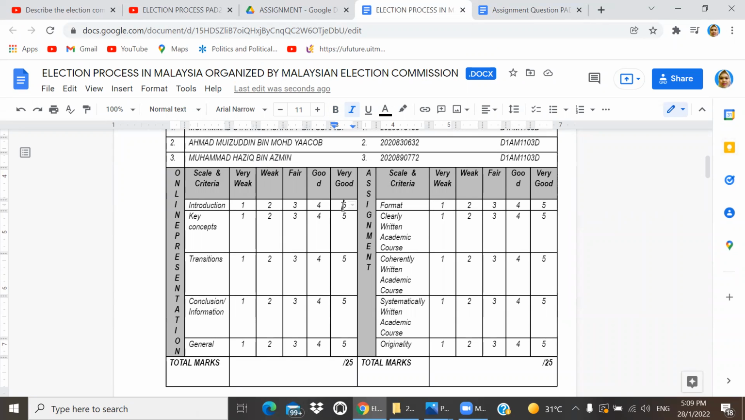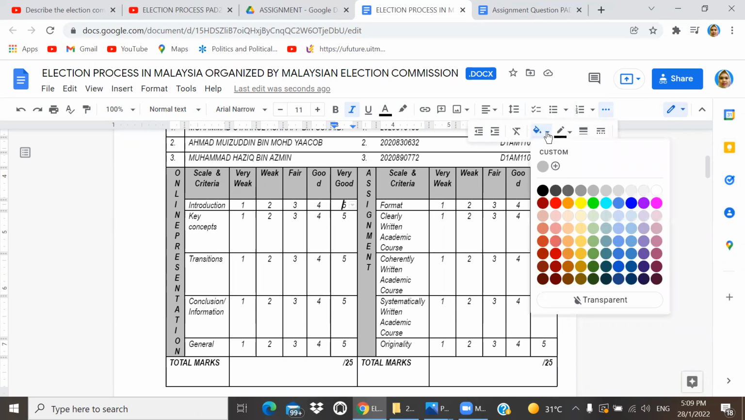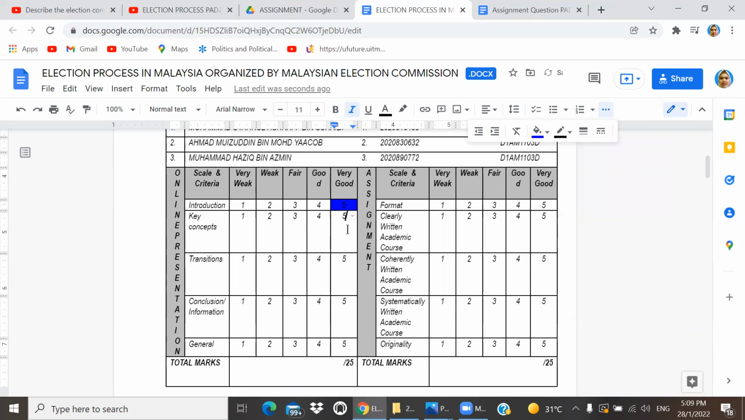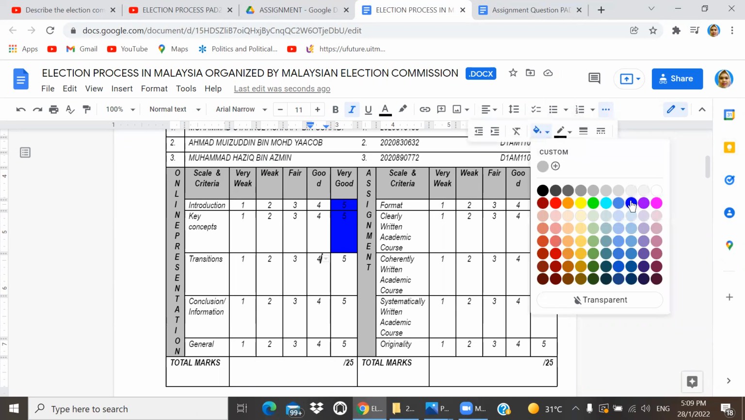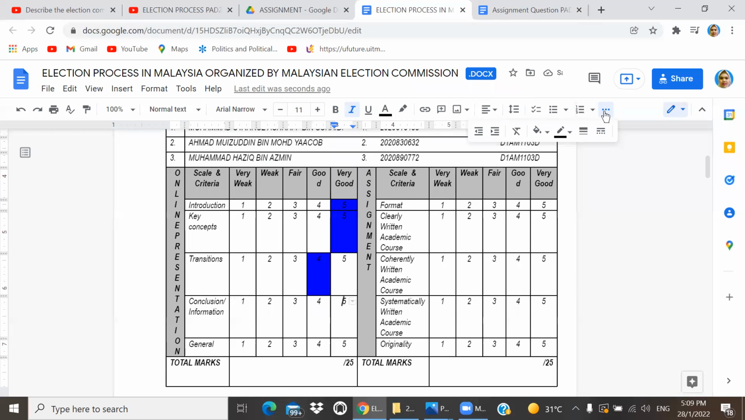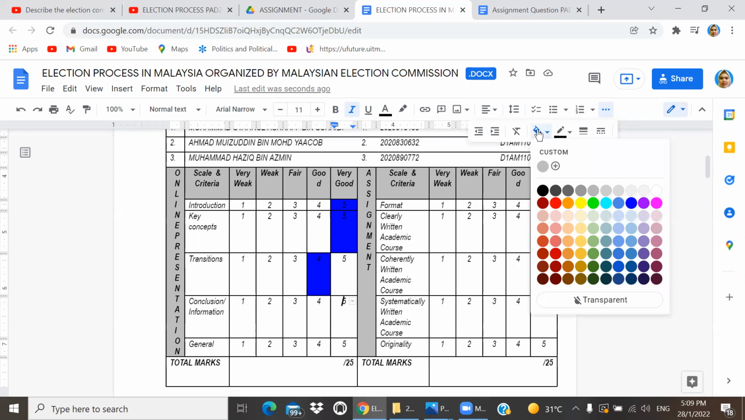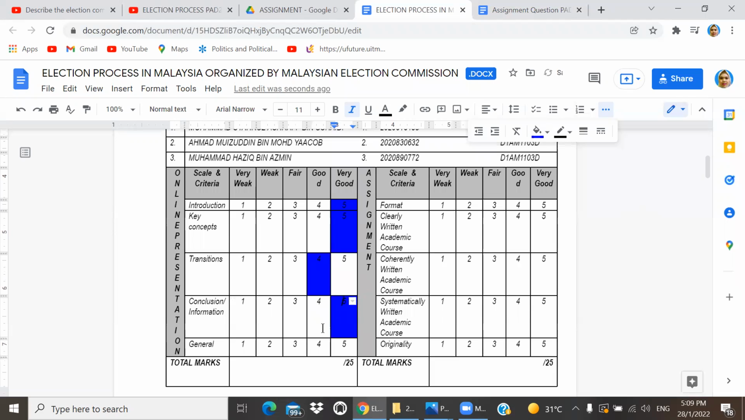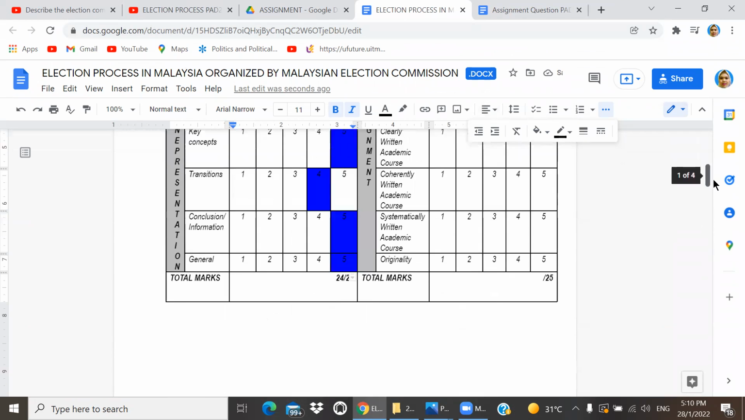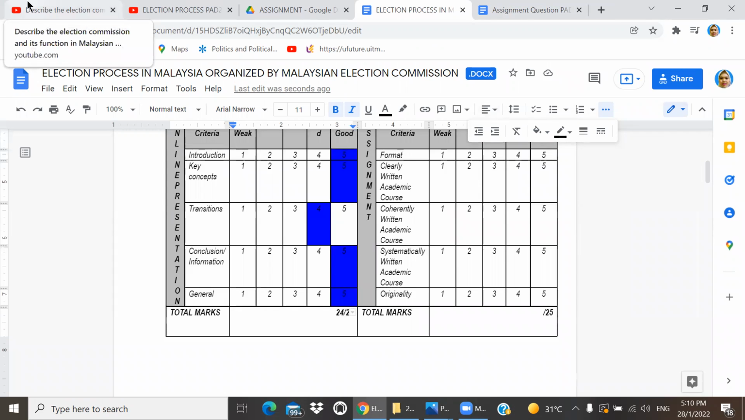Okay, introductions, very good. Okay, key concept, very good. Transitions, okay, I'll give 4. Conclusion is very good, okay, by Syahrul. So we can see the importance of the election, and overall, I like the presentation, and I would like to give you 5. Okay, so congratulations, very good. Okay, all right. Okay, so we go to the next group.